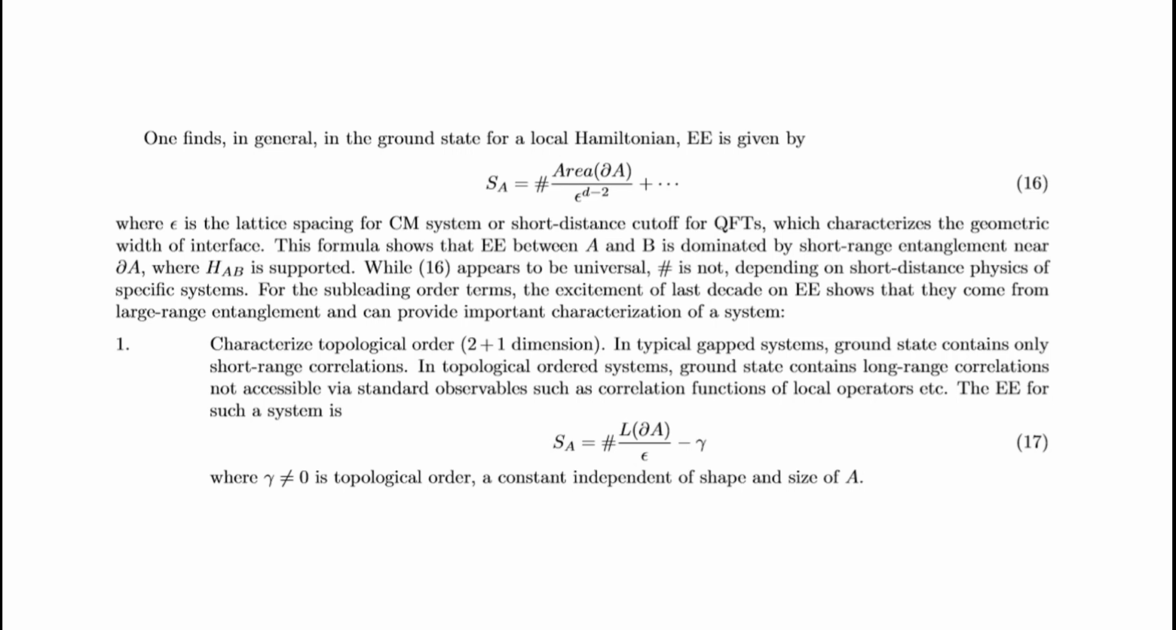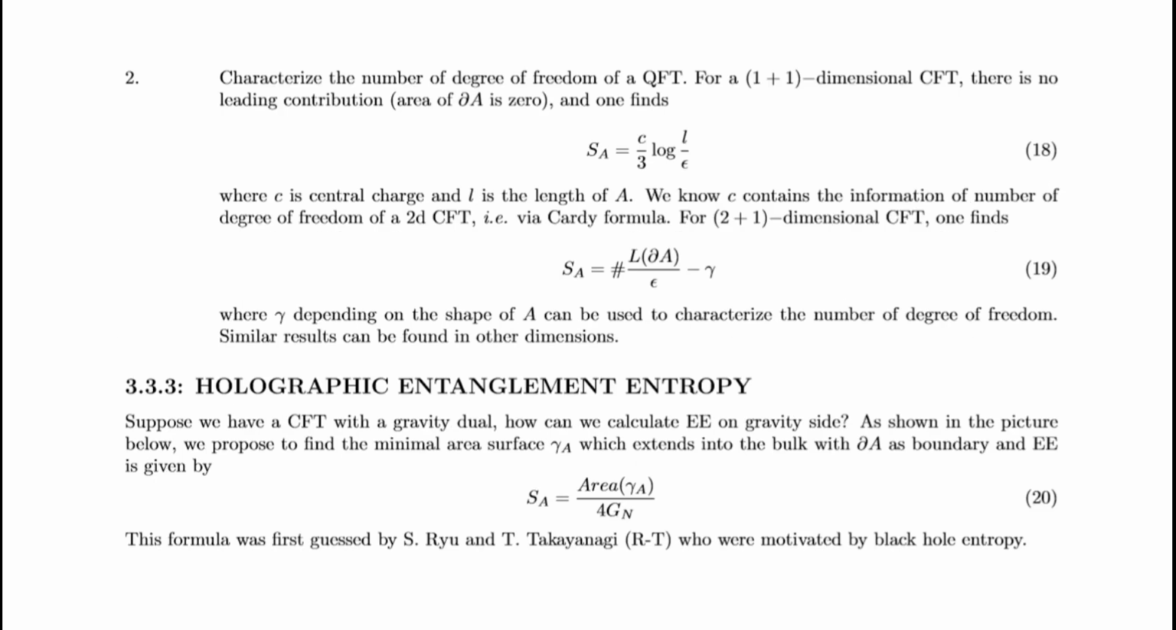Characterize topological order. In 2 plus 1 dimensions, in typical gapped systems, the ground state contains only short-range correlations. In topological order systems, the ground state contains long-range correlation not accessible via standard observables such as correlation functions of local operators. The entanglement entropy for such a system is this, where gamma not equal to zero indicates topological order, a constant independent of the shape and size of A.